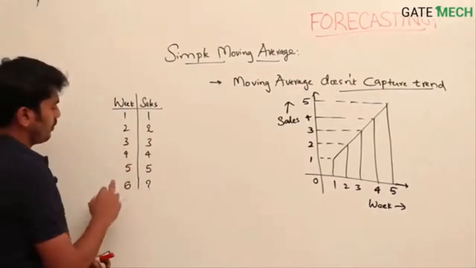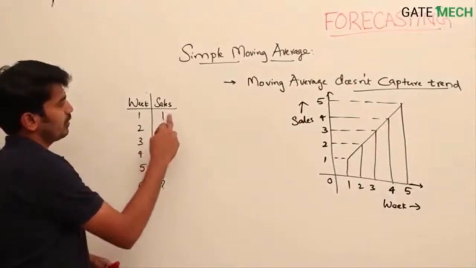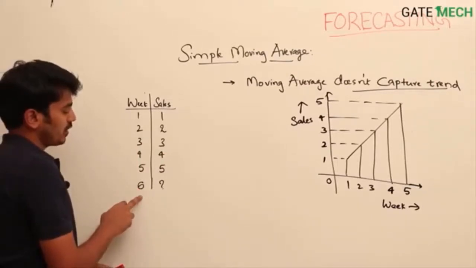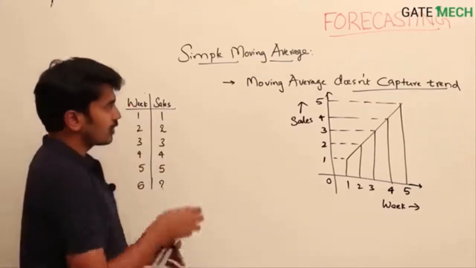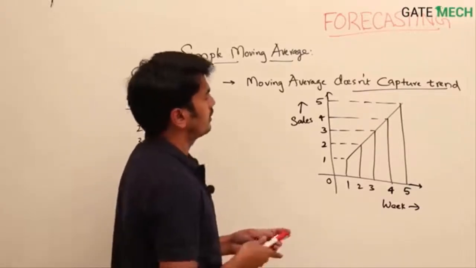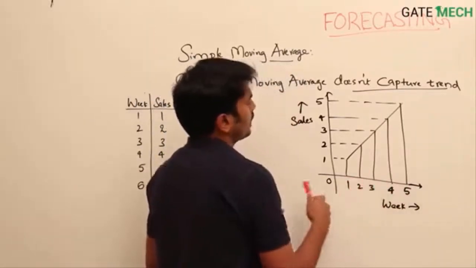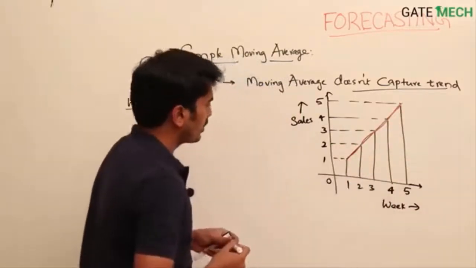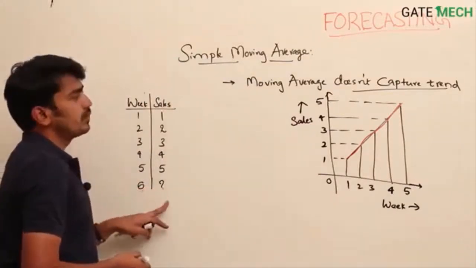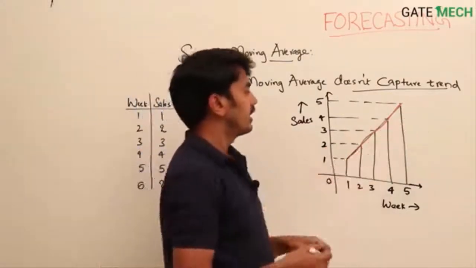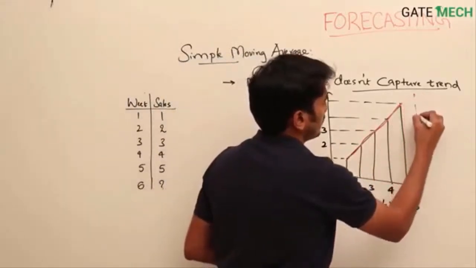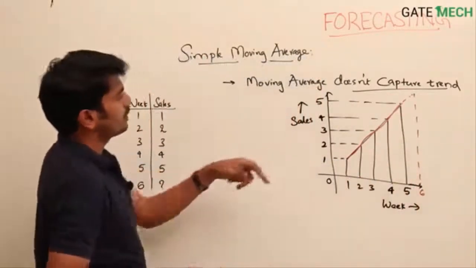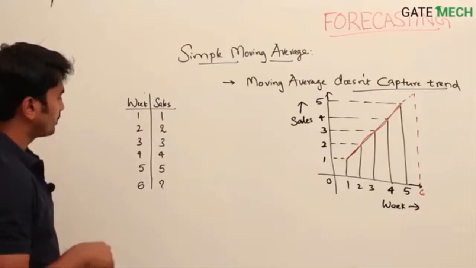Let us say we have 5 weeks of sales data available: 1, 2, 3, 4, 5 for each week. We need to find the forecast value of week 6, and you can observe the trend in the graph. From week 1 to week 5 the sales are increasing by 1 unit. So by intuition you can see that week 6 sales will be 6, right? That will be this one. But let us compute this week 6 value using simple moving average.